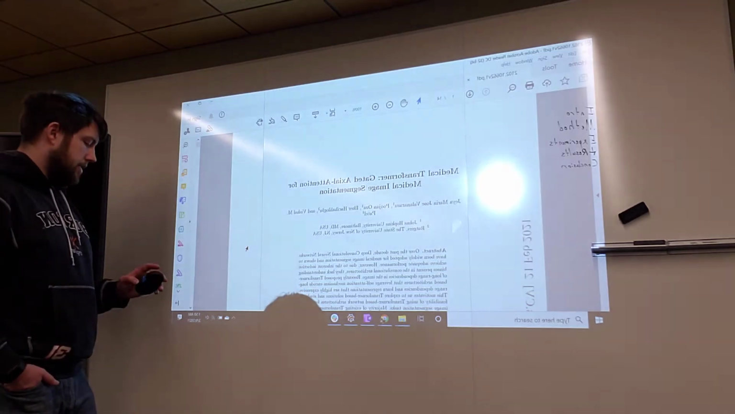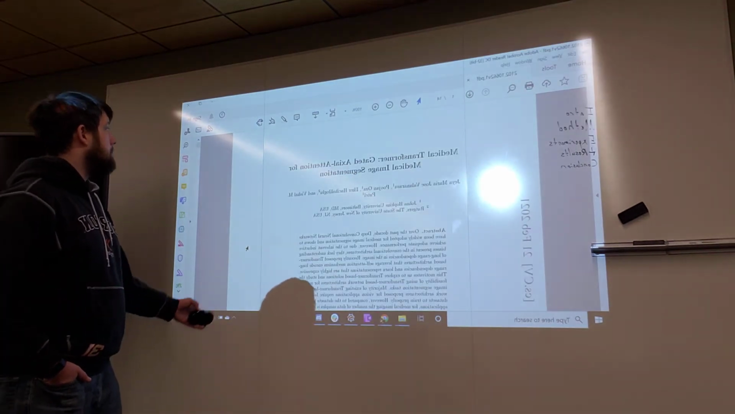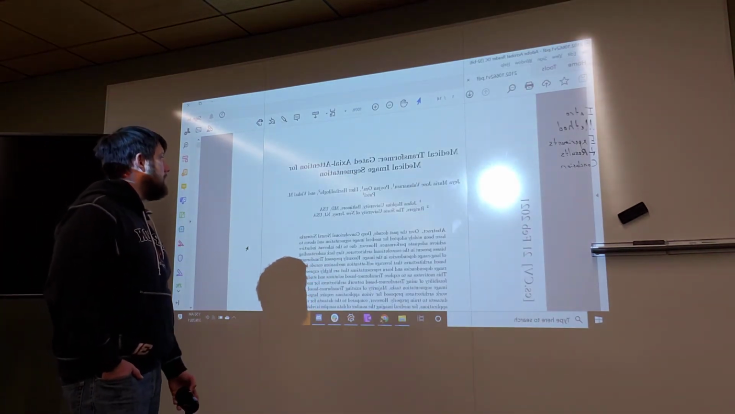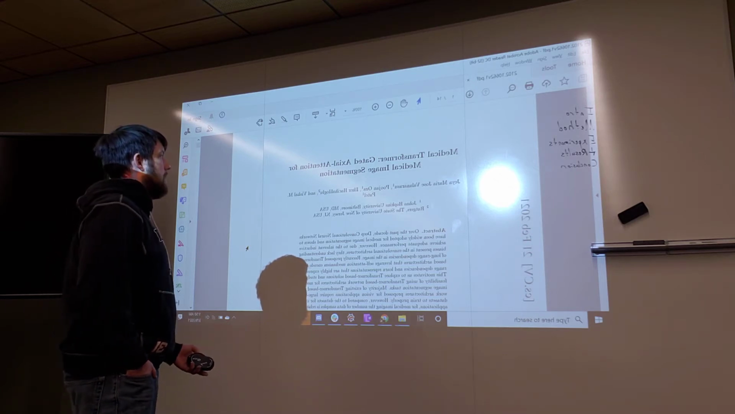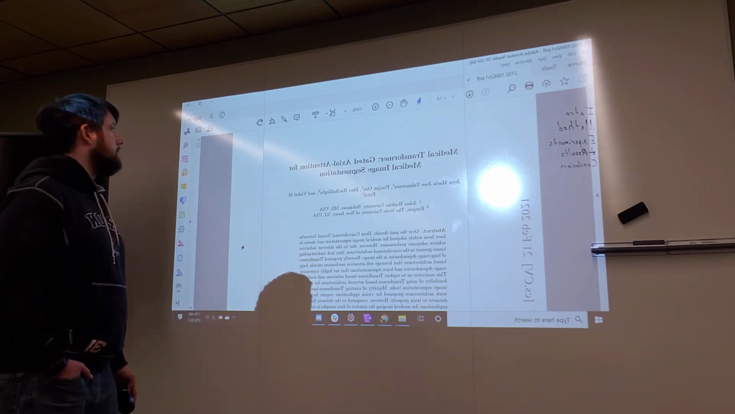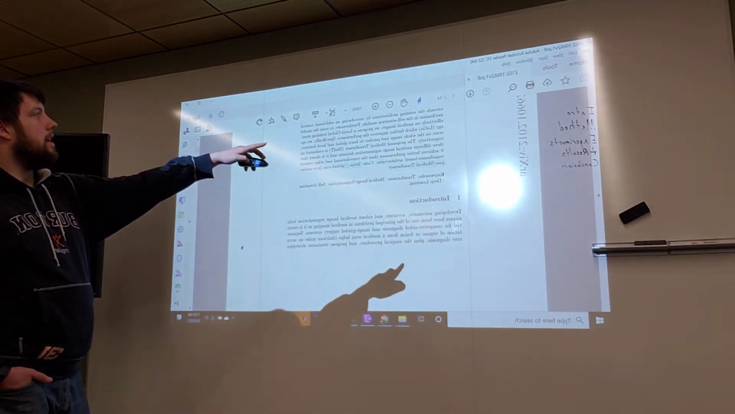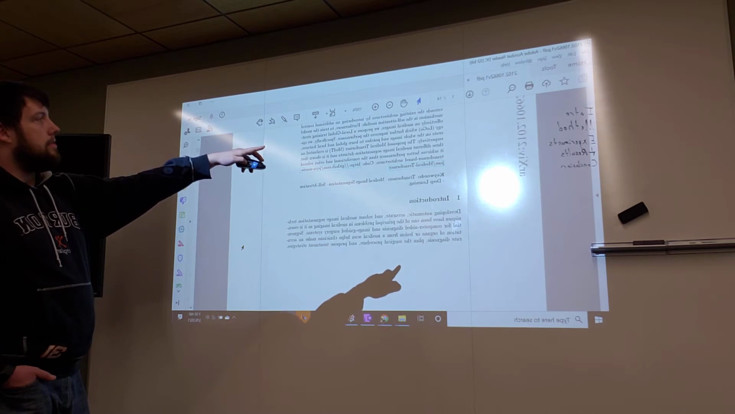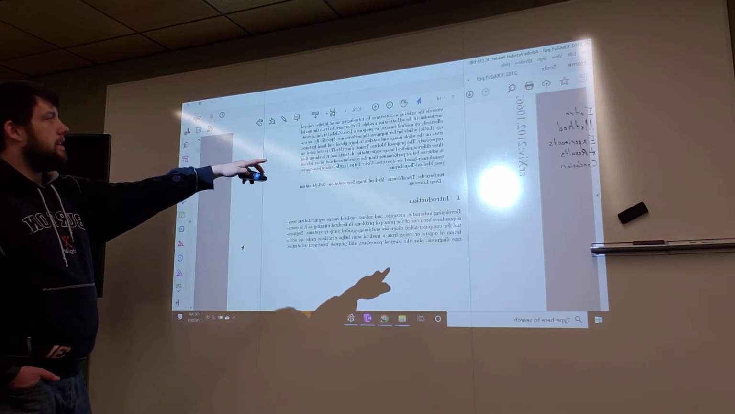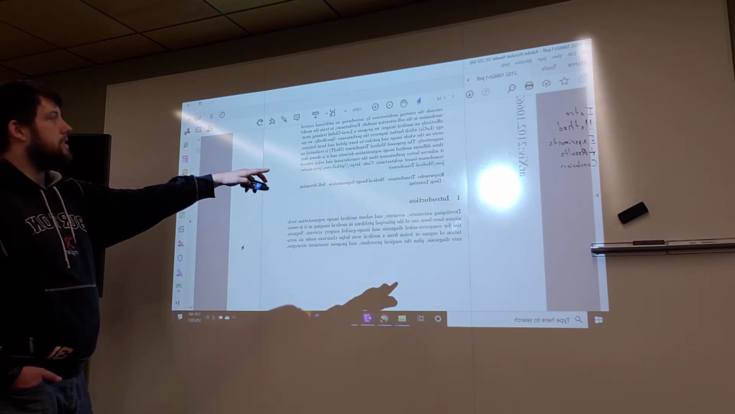medical image segmentation. It was written by these folks at Johns Hopkins, and the work was done by these folks at Johns Hopkins and Rutgers University. We'll break down the paper as an intro. They go into their methods. They go straight into their experiments and results, and then conclusion.